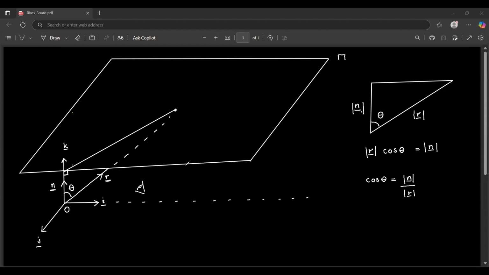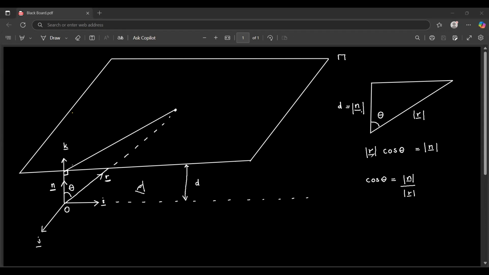Okay. Now let's say the perpendicular distance between the origin and the plane is given simply as d. So that is equal to the modulus of n. Why? That's what we are considering here: the distance from the origin.